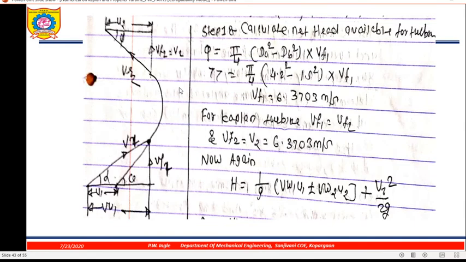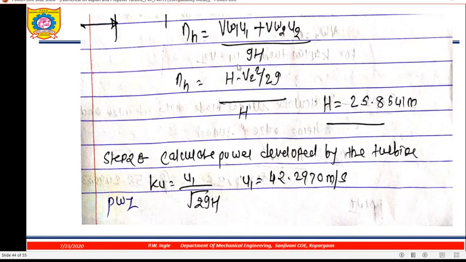Okay. So this is the velocity triangle. Q = π/4 (D0² − Dh²) × Vf1. You will get Vf1 equal to Vf2. Again H is from this. So putting this, H − V2²/2g, we will get the value of H.